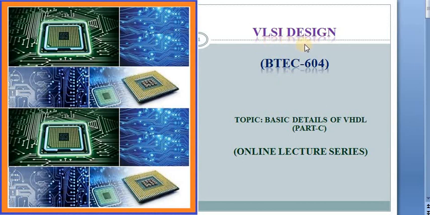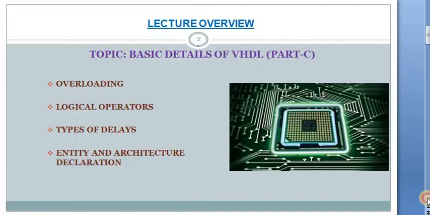As you know, in the last few lectures, we revised in detail various basic details of VHDL. And in the previous lecture, we studied in detail three components, that is data objects, classes, data types, and operators. So in today's lecture, we are again going to do the revision of other VHDL basic components.